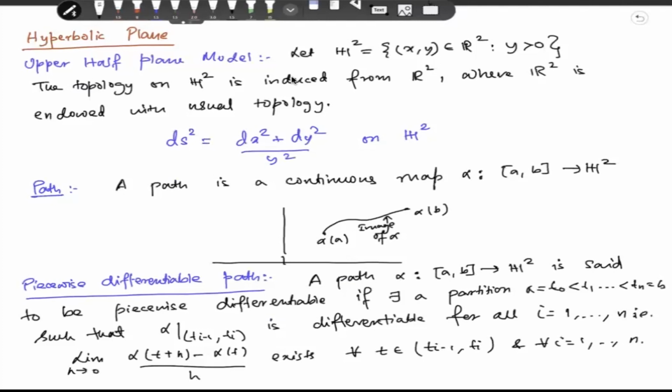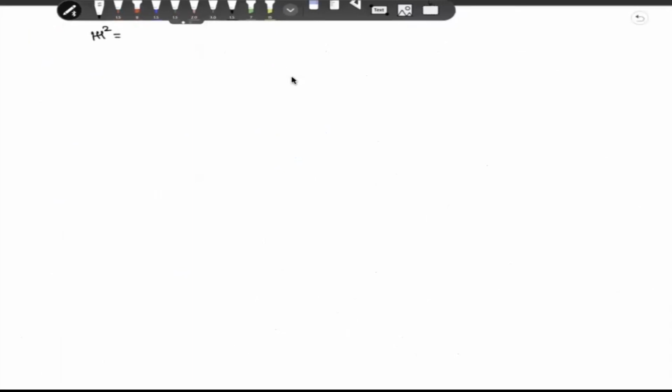Now, given a path alpha and given this formula ds squared equals dx squared plus dy squared by y squared, we can compute the length of this path. Let us see that. Let me again write down this formula. We are given this upper half plane and the formula ds squared equals dx squared plus dy squared by y squared. This ds is called the line element.